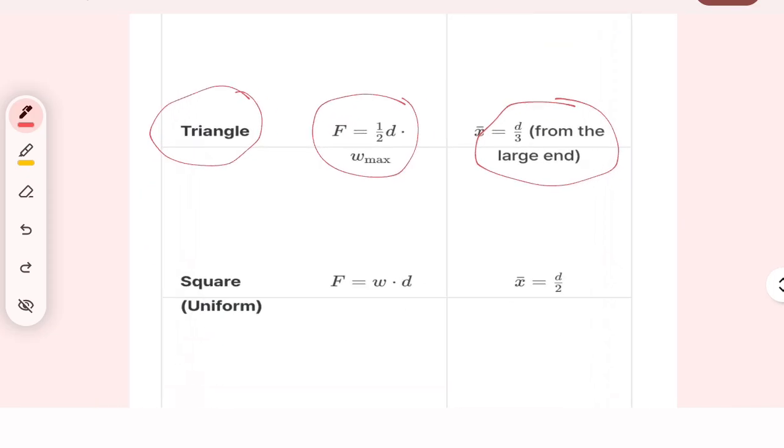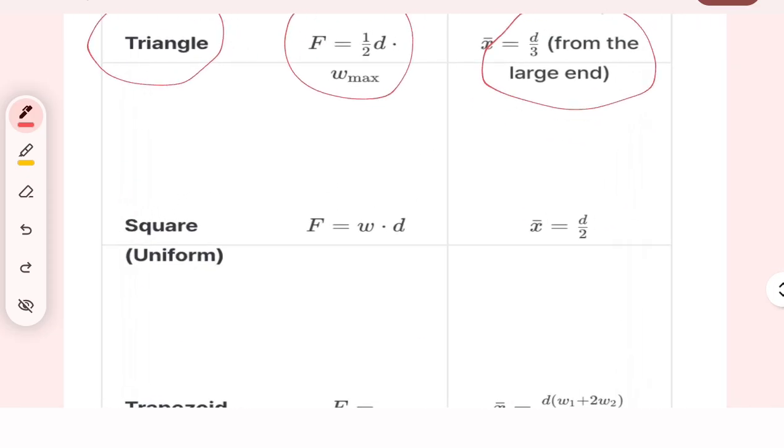Right? What about if the shape of the distributed loading is a uniformly distributed loading? The single force you need to compute is the area of the uniform load, the area of a rectangle, length times height, or W times D. And where would you put the force? It should be at half of the length, D over 2.